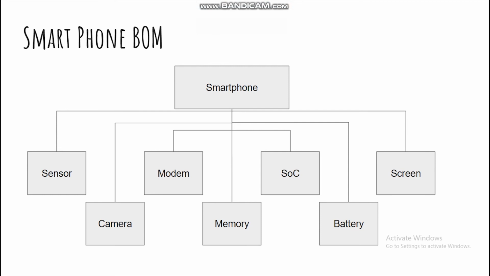To create a smartphone, we need a sensor, a camera, a modem, a memory for the storage, an SoC or system on chip, a battery, and a screen.